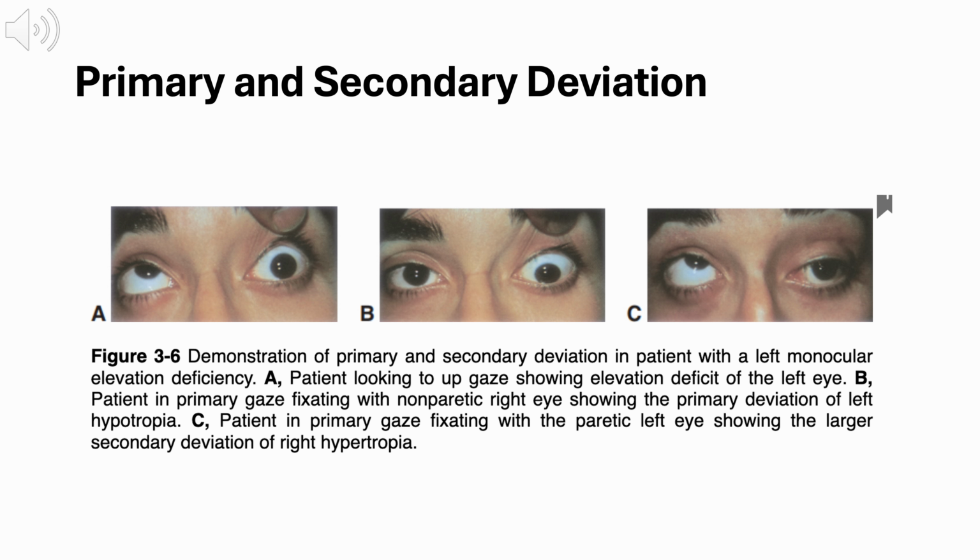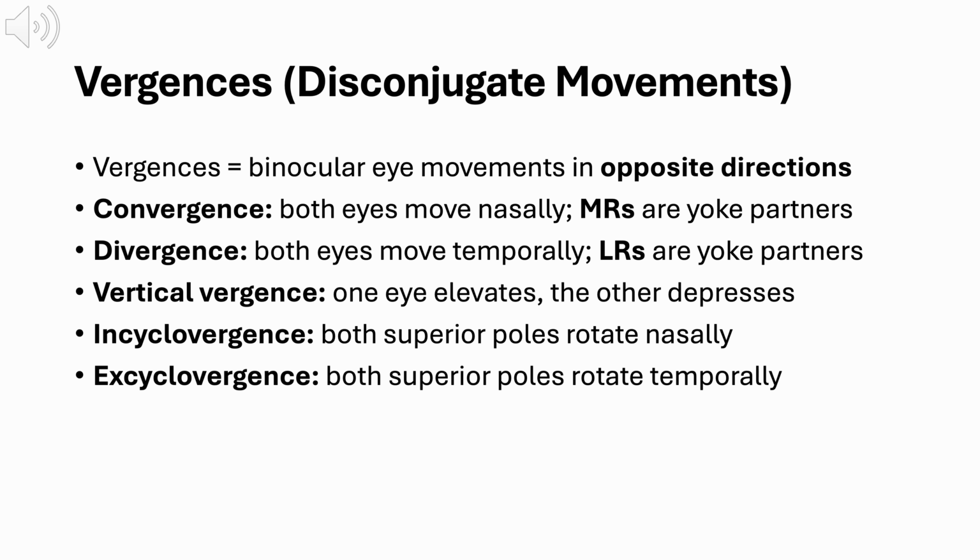We now shift from conjugate movements to vergences, which are binocular eye movements in opposite directions. With convergence, both eyes move nasally toward a near target, and the medial rectus muscles act as the paired movers. With divergence, both eyes move temporally away from each other, driven by the lateral rectus muscles. Vergence can also occur vertically, where one eye elevates while the other depresses. There are torsional vergences as well.